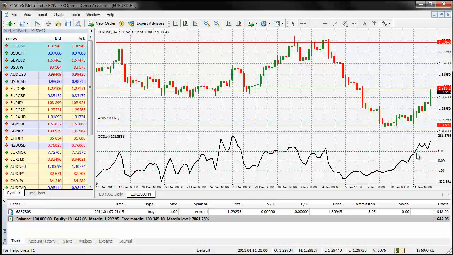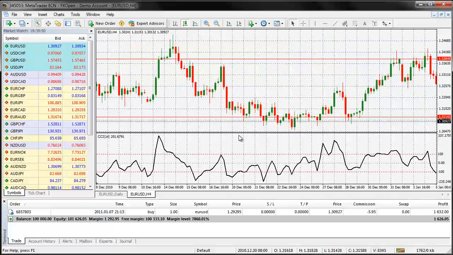Alright, so we would have been good on that, and we also would have been good hitting our TP target as well. Alright, let's take a look at a sell trade opportunity. Okay, here is a sell trade opportunity right here.